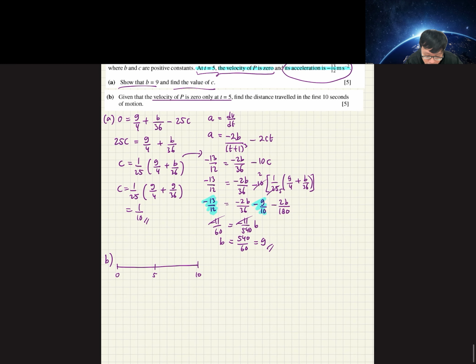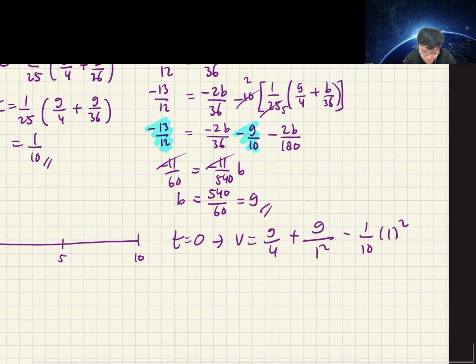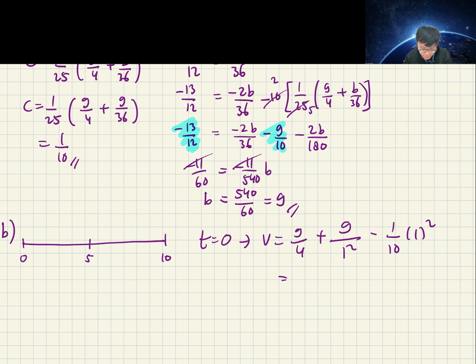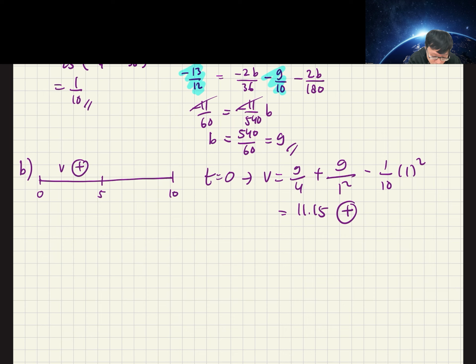Let's plug in when time is 0. So when time is 0, you want to find the velocity. 9 over 4 plus b is 9, so 9 over 1 squared, minus c is 1 over 10, 1 squared. So when you calculate this, you will get 11.15, which is positive. So that means the velocity from 0 to 5 will be positive, and then 0 here, exactly 0, and there's a change in the velocity graph, becomes negative from 5 to 10.